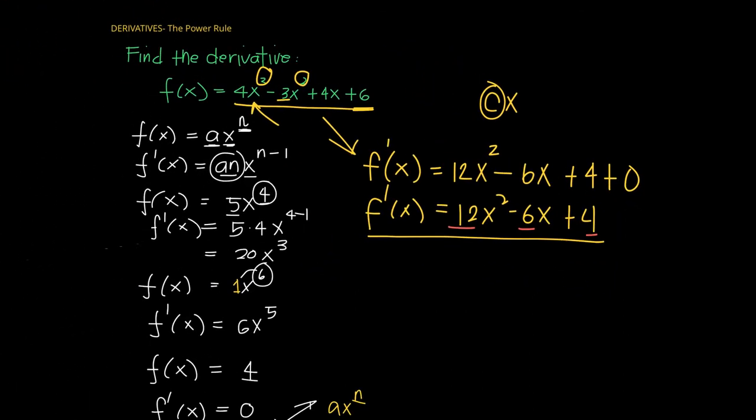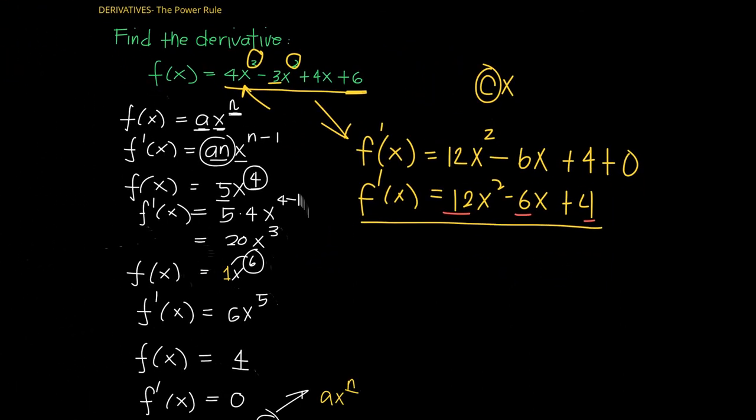So what did we learn from this video? Whenever we have a function that follows ax to the n, and you have a sum or difference of this type of terms, all you need to do to find the derivative is apply the power rule. The power rule from ax to the n, it's simply a times n, x raised to n minus 1. And that's how you do the power rule for differentiation.